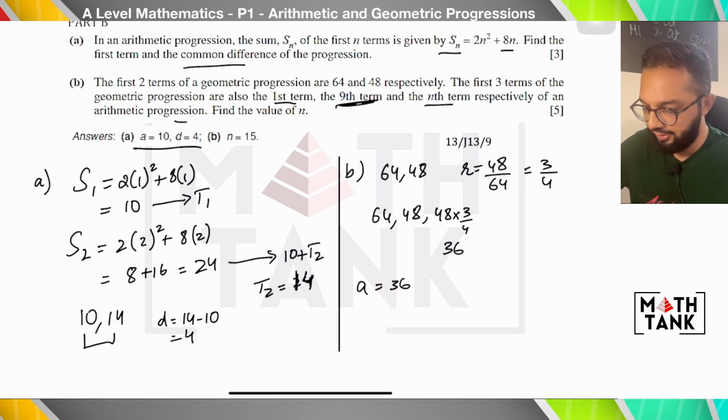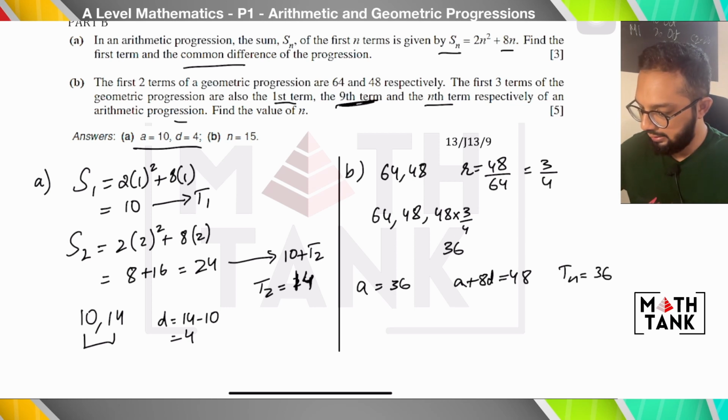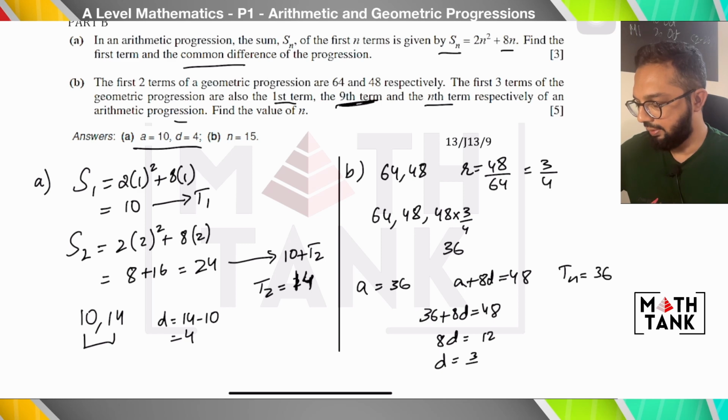Then it says ninth term. So A plus 8D is 48. Although they were geometric progression terms, I've converted them into arithmetic progression terms. And then I have A plus... I know the nth term. Okay, nth term, term number n is 36. So I think that's a simple solution. I replace this and I get D as 3 over 2.